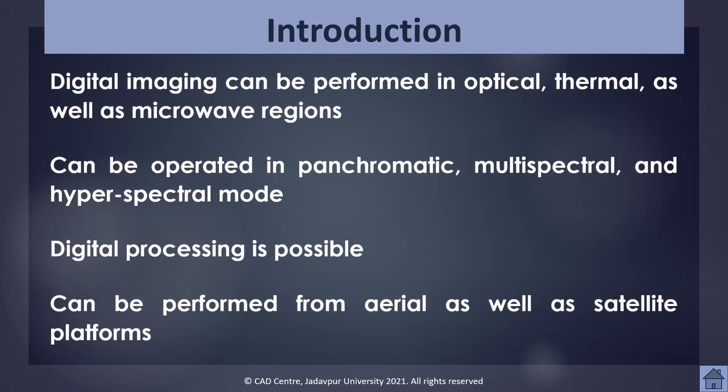Photographic images cannot be collected in high spectral resolutions, and therefore it is not possible to obtain hyperspectral images in photographic remote sensing. Digital processing is also not possible on photographs. Digital processing means digital image processing is not possible on the photographs. Scanned photographs are sometimes used.